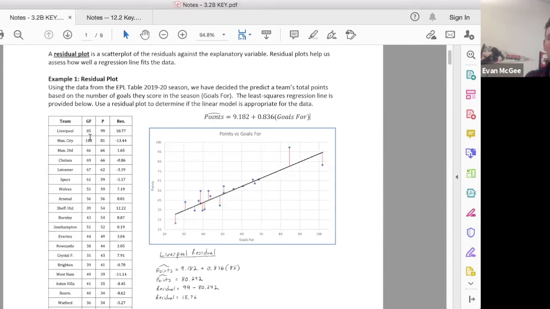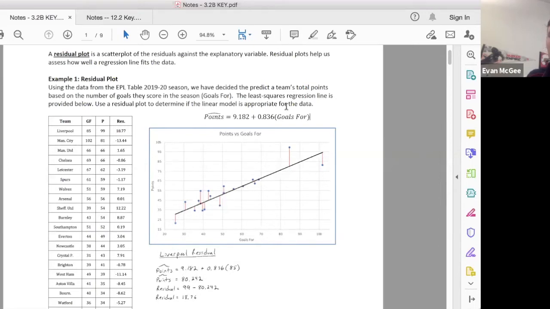There's a difference between the actual and the prediction. If you look at Liverpool, they had 99 points and they had 85 goals for. If you follow 85 goals up, there is Liverpool's dot where they scored 99 points. But our prediction, if we use this model, is not perfectly accurate. Our prediction gives you a point on the line. So if we plug in 85, we get this point right here, which is about 80. So that's what we did here: I plugged in 85 for x, and we got a predicted 80.242 points.